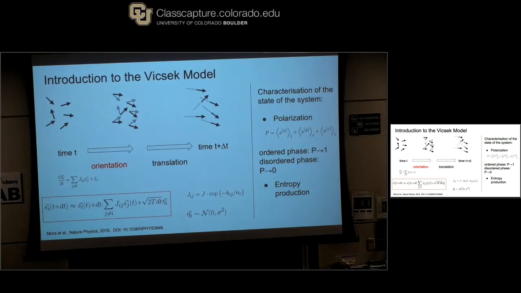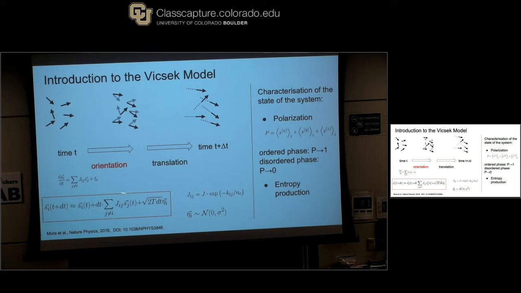So the Vicsek model is a model where each bird will reorient its flight direction in time depending on its neighbors' orientation. In the implementation, in between two consecutive time steps, there is a first step where each bird reorients its flight. This orientation is made according to two terms.